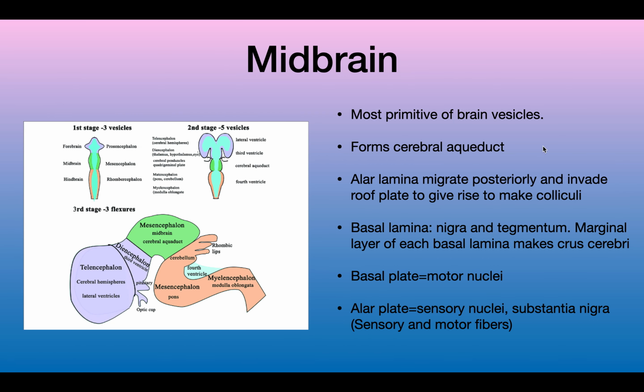Midbrain is going to form the cerebral aqueduct, and the alar lamina will migrate to the back and invade the roof plate to make the colliculi. So it's going to go over here, make the colliculi. The basal lamina, or substantia nigra, and tegmentum, the marginal layer of each basal lamina will make the crus cerebri. And the basal plate, once again, is going to be motor, and alar is going to be sensory. And the substantia nigra is just the special one because it has both sensory and motor fibers.